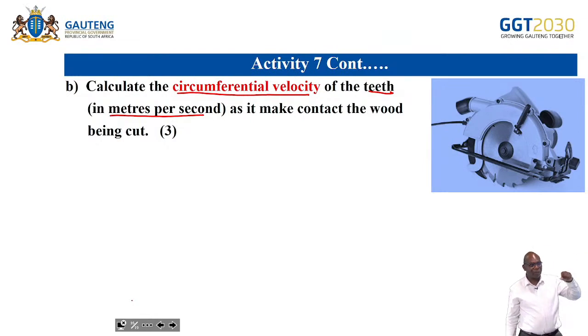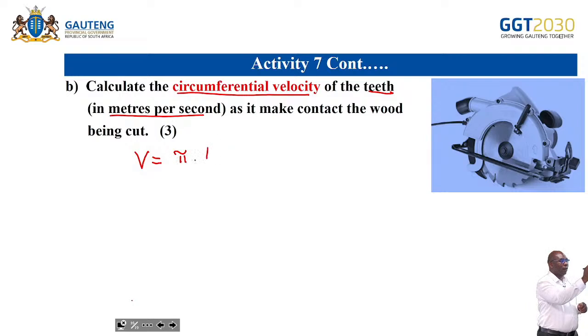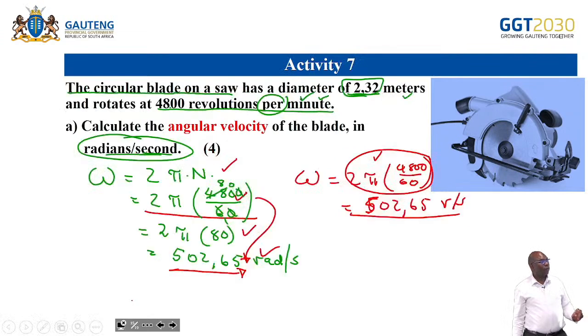So we wanted it in meters per second. So the circumferential velocity, as you know the formula, is pi multiplied by d multiplied by n. So how am I going to substitute that? Remember, my diameter, if I can quickly go back here, is 2.32 meters and it's rotating at that. So I've got my diameter, I've got my number of rotations.